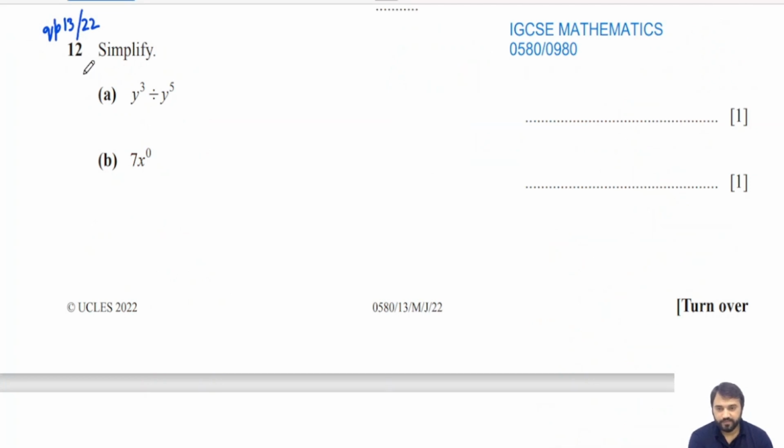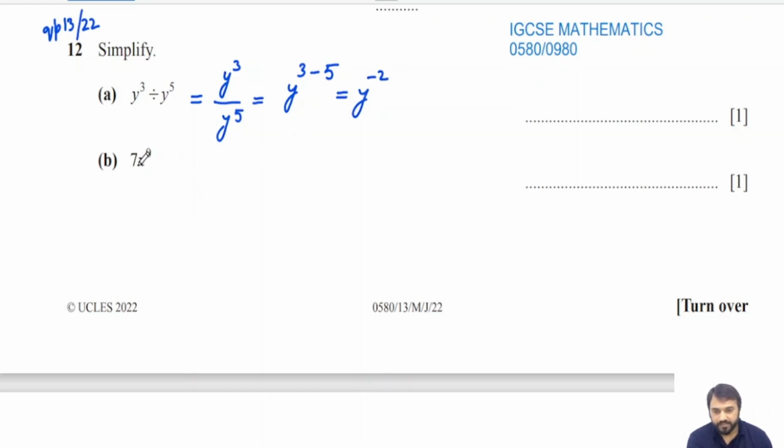The next question is 12 that appeared in paper 1, variant 3 in 2022. The question says simplify. Part A is y raised to power 3 divided by y raised to power 5. We can write it like this: y raised to power 3 over y raised to power 5. We already know there is a rule about index. If the same bases are dividing, we just write one time base and subtract the powers. What should I write first? 3 and 5. Of course 3. The numerator's power should be written first and then subtraction sign and the denominator's power, that is 5. The answer is y raised to power minus 2.